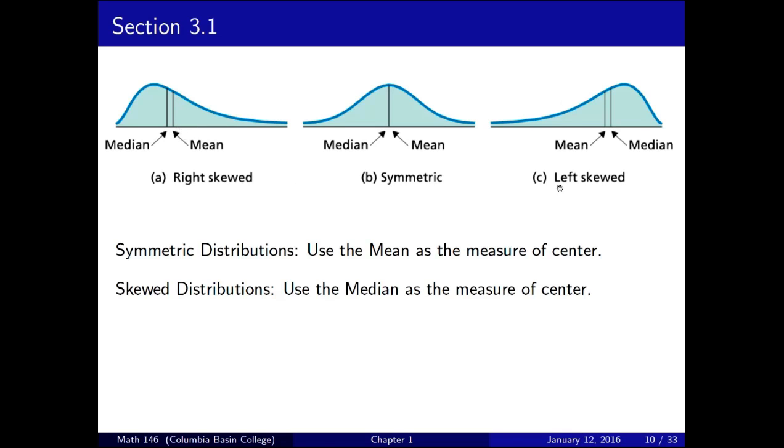And same with left skewed over here. Okay? So in a left skewed distribution, your outliers are down here in this tail. And so your mean is going to be pulled down from the median. Now in a symmetric distribution, your mean and your median are going to be exactly the same.